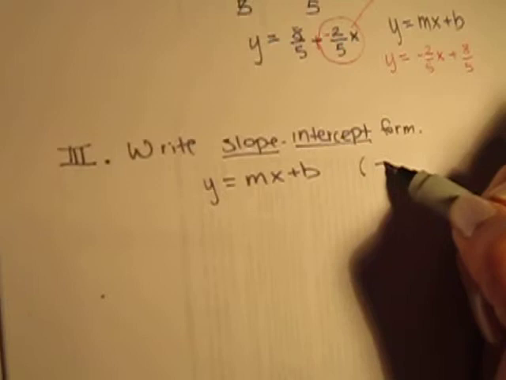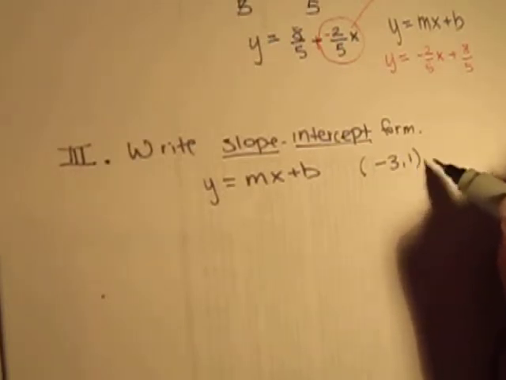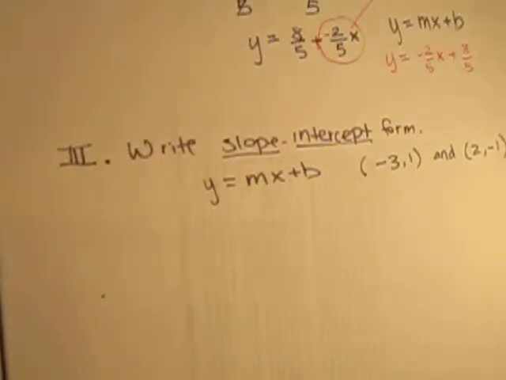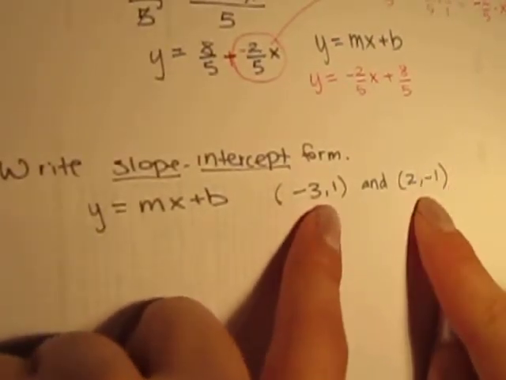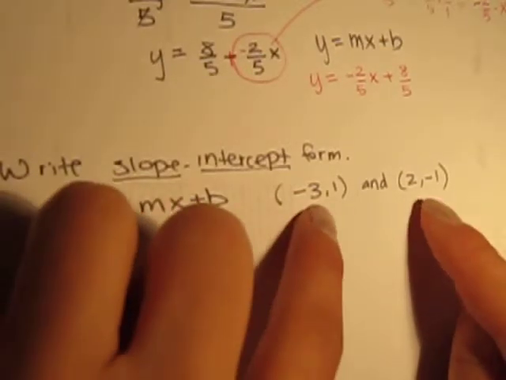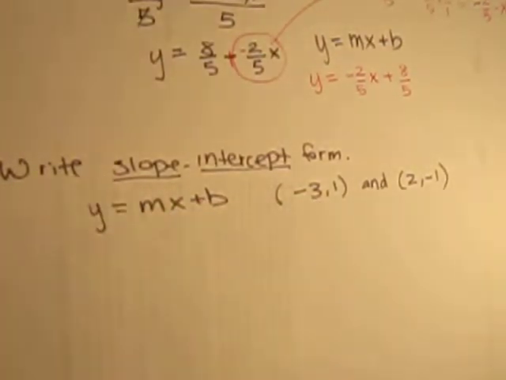I give you the points negative 3, 1, and 2, negative 1. Now these aren't just any two random points, but these are 2 solution points on that line, meaning these 2 points fall on the line.